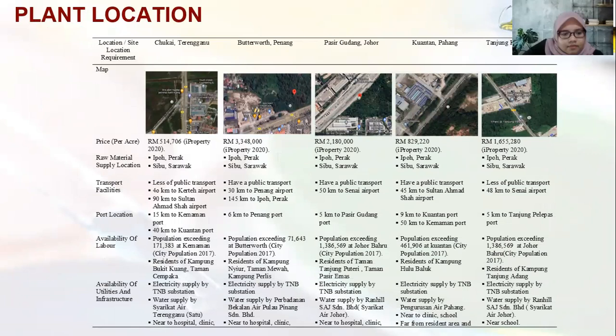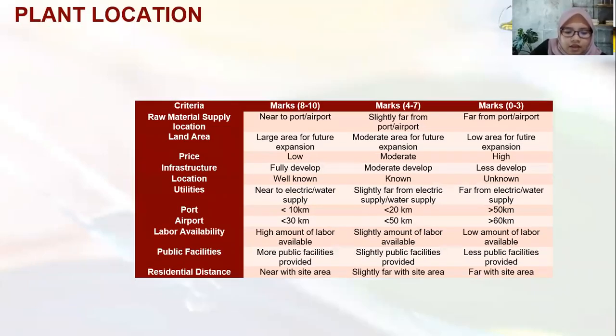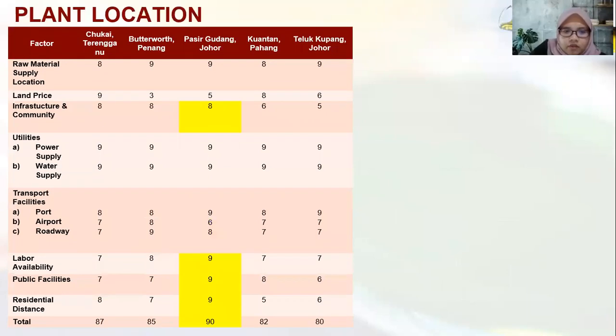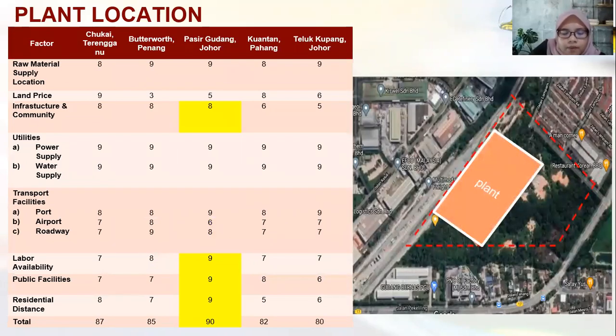Next, for the plant location, based on our plant design, 5 locations are chosen for consideration, which are Chukai Terengganu, Butterworth Penang, Pasir Gudang Johor, Kuantan Pahang, and Tanjung Kupang Johor. The table shows the characteristic of each location, and the next table shows how mark scoring is given to each location. From the table, Pasir Gudang shows the highest total mark due to the highest score in labor availability, public facility, and residential distance. So this map shows our plant that we want to propose at Pasir Gudang, Johor.